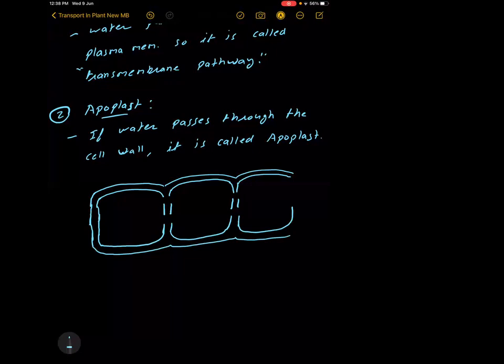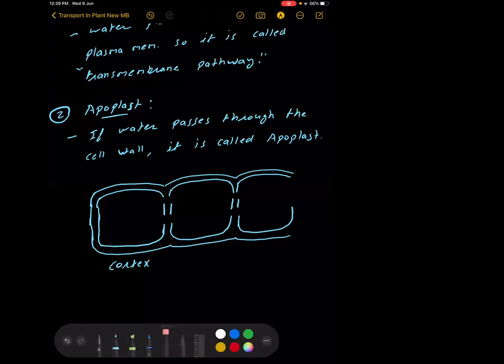Fine. So here different cells are there. First of all, the epidermal cell which has root hair. From the root hair, water enters the epidermis, then from the epidermis to the cortex, then the endodermis. So I'm taking the cortex here. This is the cortex.